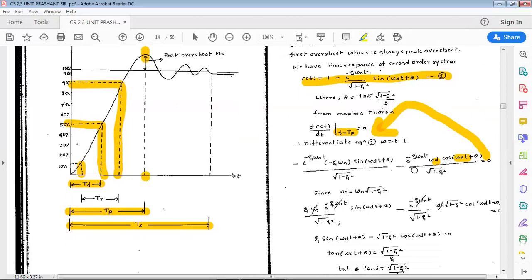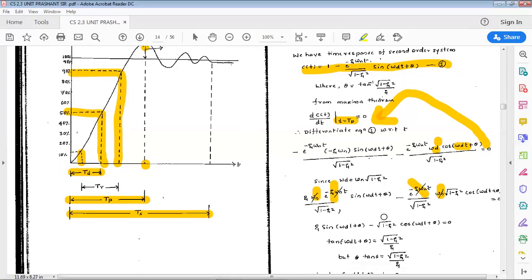Next, upon simplifying, since omega d is equal to omega n under root 1 minus zeta square, we substitute that here. Upon substituting, this omega n and this omega n will get cancelled, and e raised to minus zeta omega n, this will also get cancelled. So the left out term will be zeta sine omega d t plus theta, minus under root 1 minus zeta square cos omega d t plus theta, which is equal to 0. Now we'll take the sine and cos separately.